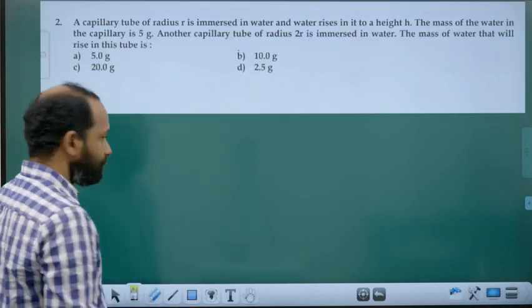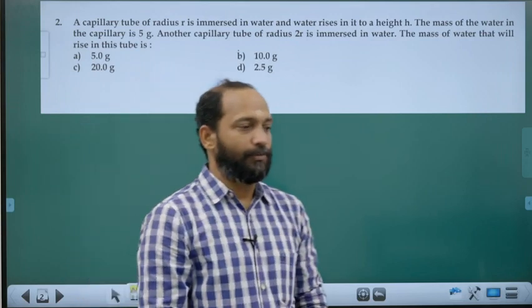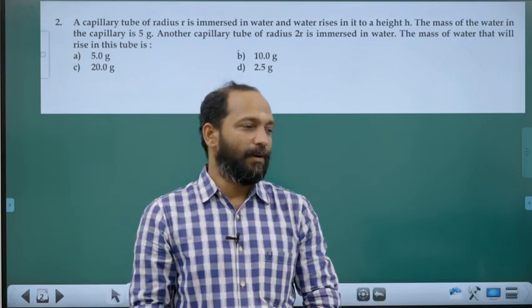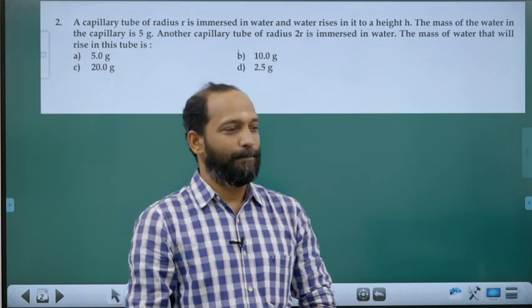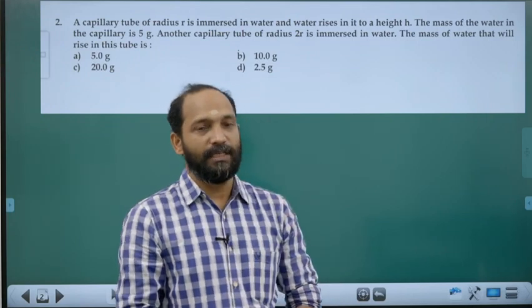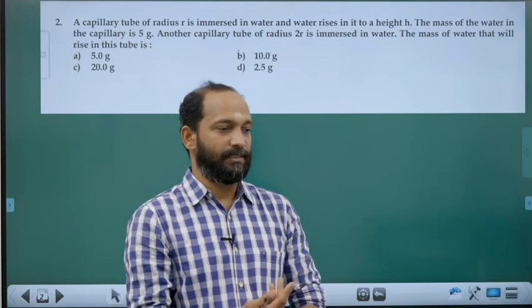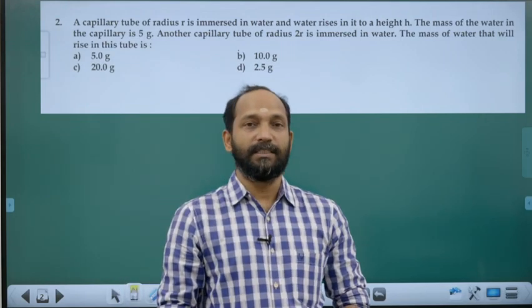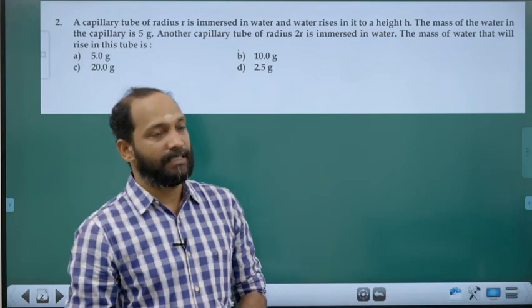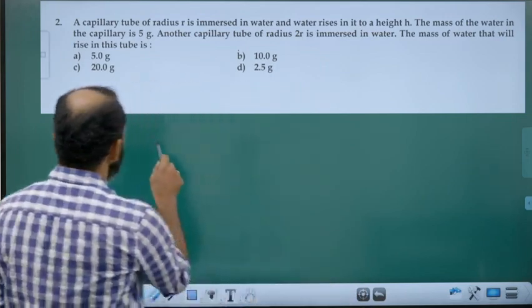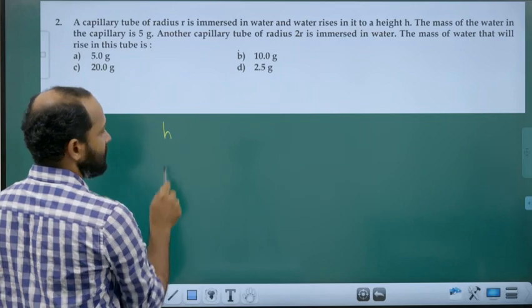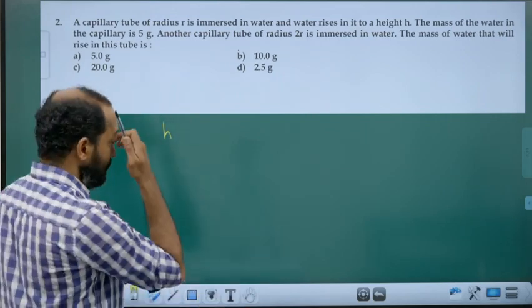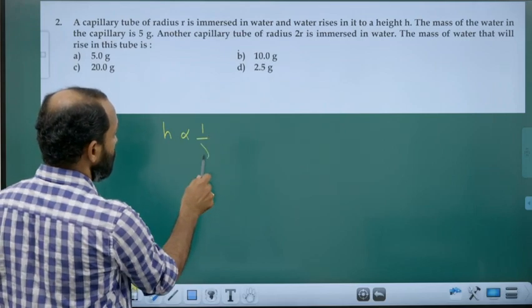Next one. A capillary tube of radius r is immersed in water, and water rises to a height h. The mass of water in the tube is 5 gram. Another capillary tube of radius 2r is immersed in water. The mass of water that rises in the tube is? The dependence of mass of water on its radius is to be found. Here we know capillarity: h is equal to 2S cos theta by r rho g. So h is proportional to 1 by r.